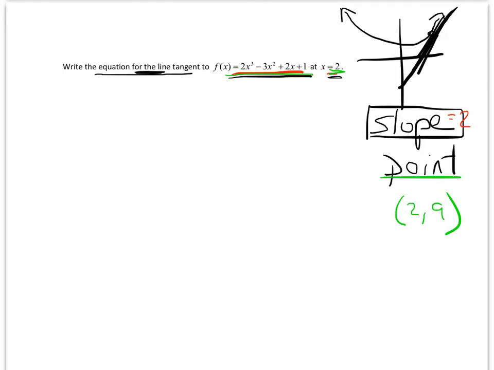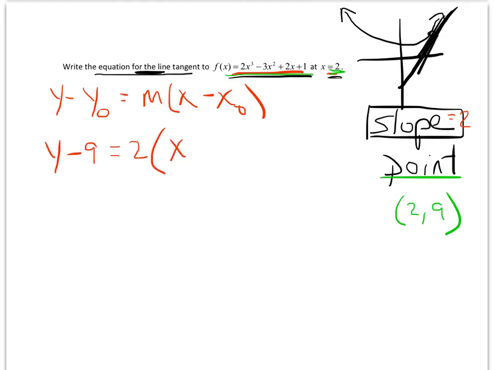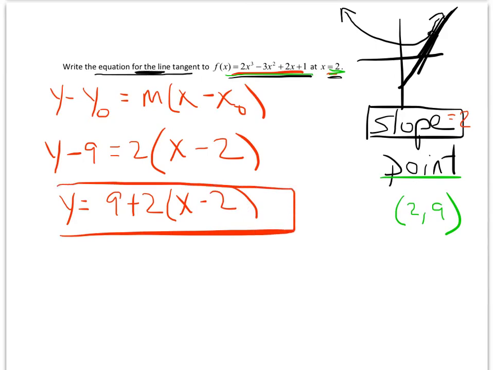The way that we write the equation for a line when you've got the slope and a point is called point-slope form. y minus y naught equals m times (x minus x naught). The m is your slope, and the x sub 0 and y sub 0 is your point. Substituting in, I get y minus 9 equals 2(x minus 2). The only other thing you've got to do is add the 9 over to the other side to make it y equals. y equals 9 plus 2(x minus 2), and you're done.